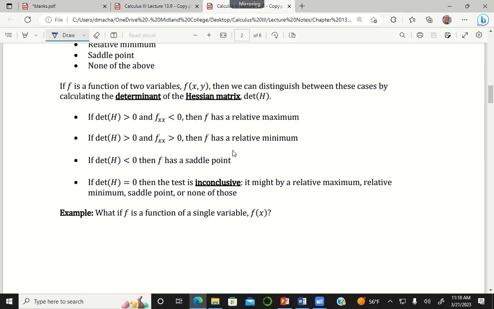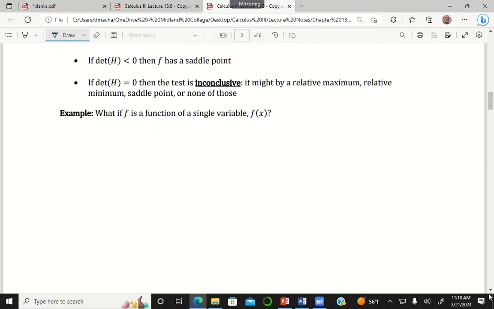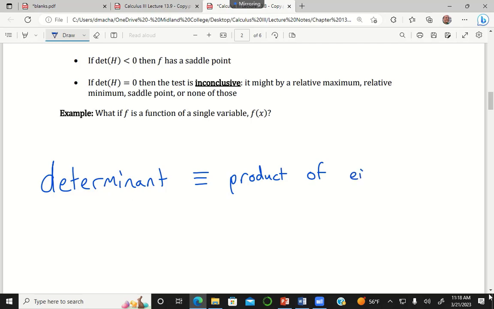It turns out that the determinant of a matrix is the product of the eigenvalues. Okay? So if you have a 2 by 2 matrix, the determinant of that 2 by 2 matrix is the product of the 2 eigenvalues. If you have a 3 by 3 matrix, then the determinant is the product of all 3 eigenvalues. Lambda 1 times lambda 2 times lambda 3.